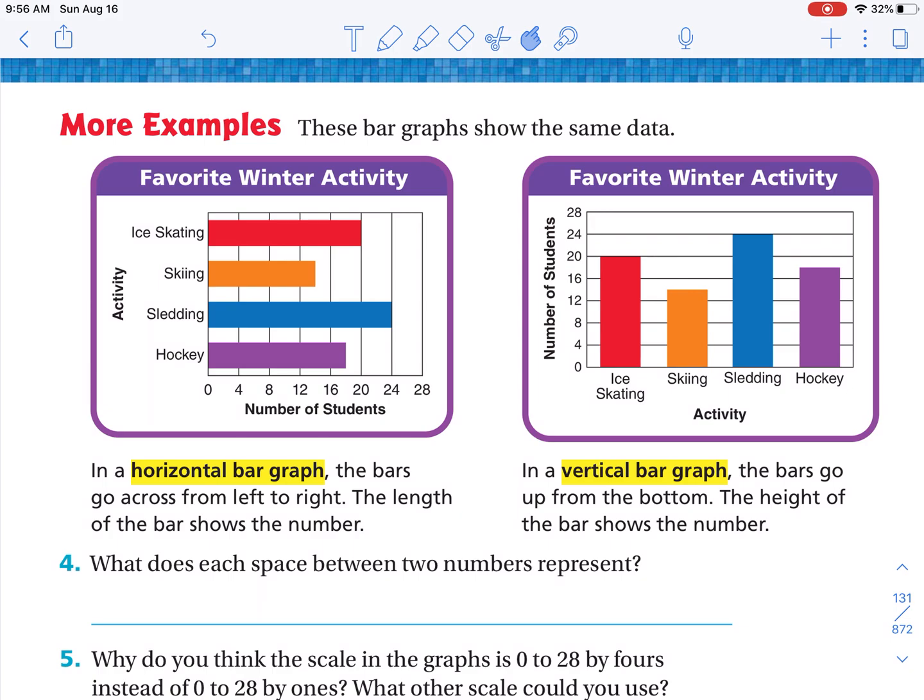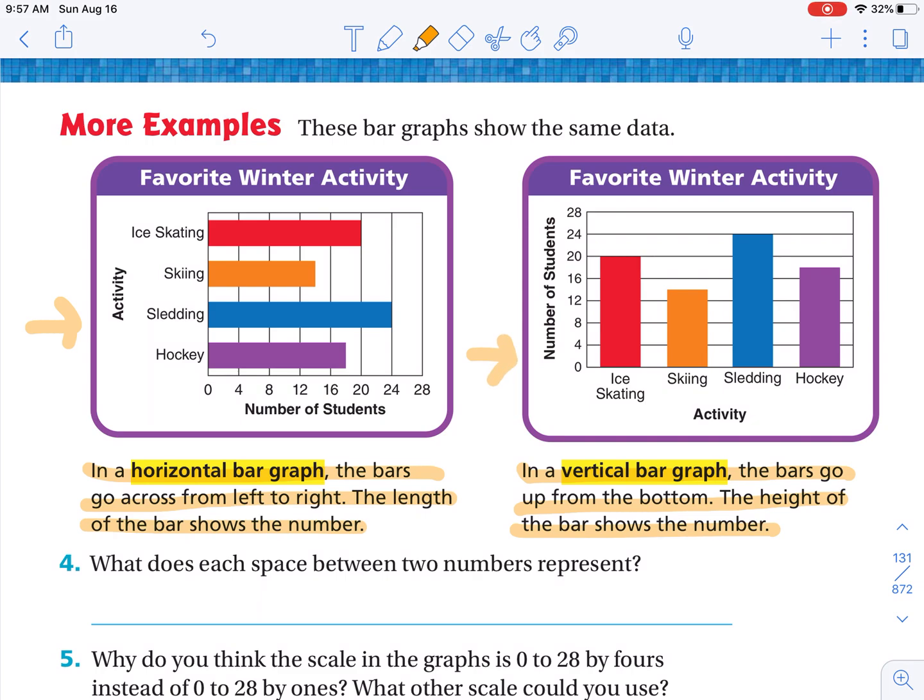The difference between these two is that one of them is a horizontal bar graph and one of them is vertical. In a horizontal bar graph, the bars go across from left to right. The length of the bar shows the number. In a vertical bar graph, the bars go up from the bottom. The height of the bar shows the number. So this is the exact same bar graph, except on this one, the bars go from left to right, and on this one, the bars go from bottom to top.